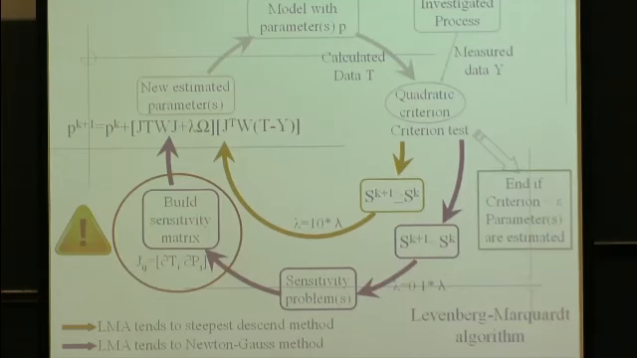And then we will restart the procedure until the criterion reaches a value you have fixed, or very low. If this criterion is increasing instead of decreasing, you change the value of the damping parameter by increasing it by 10. And if it is decreasing, you divide it by 10.